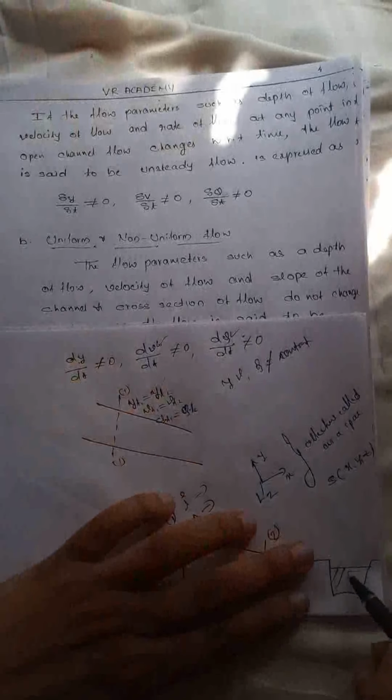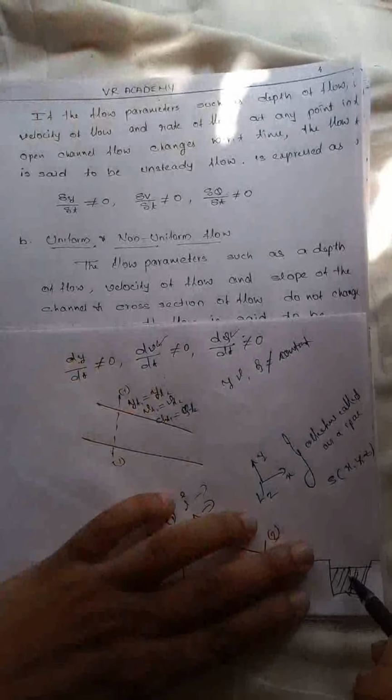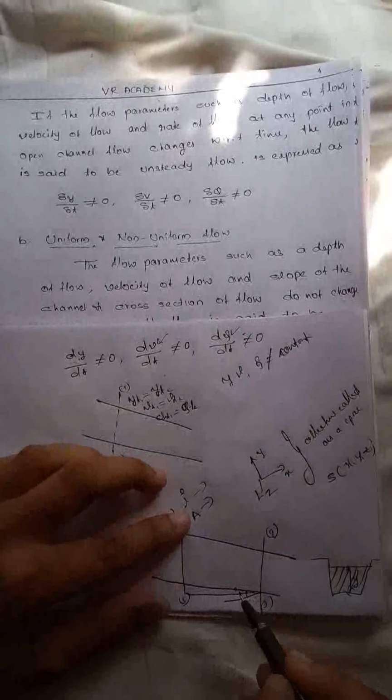Okay, so here in uniform flow, the flow parameters are the depth of flow, velocity of flow, slope of the channel, and cross-sectional area. Cross-sectional area means the wet area of the channel where the water is flowing. The depth of the water will be Y or D. This cross-sectional wet area is not going to change with respect to the length of the channel.